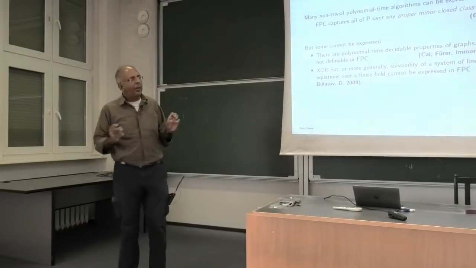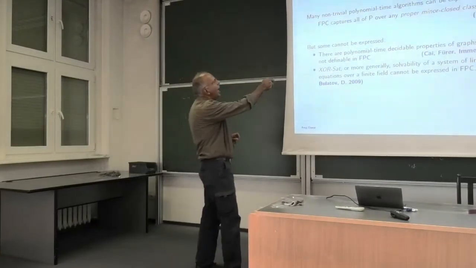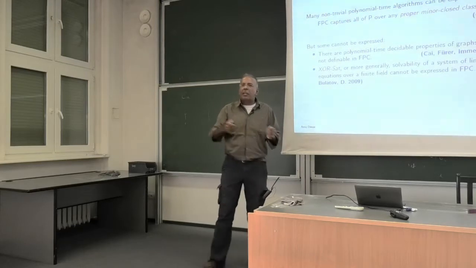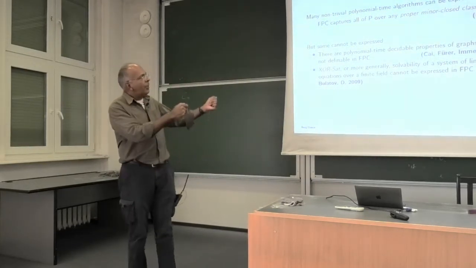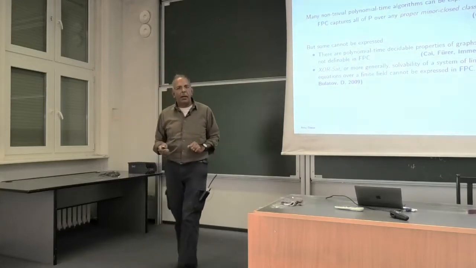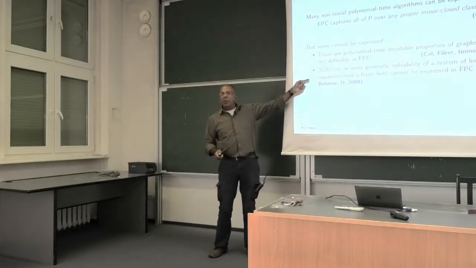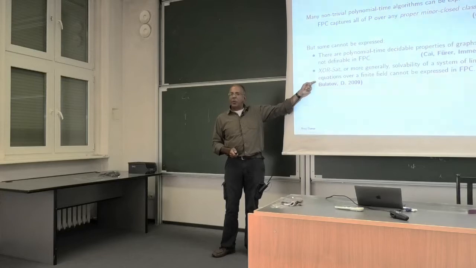And think of it this way. Highly non-trivial algorithms can be translated to FPC: the linear programming ellipsoid method, these Robertson-Seymour graph minor things. But it turns out Gaussian elimination you cannot do. It's a simple polynomial time algorithm, but it cannot be symmetrized.